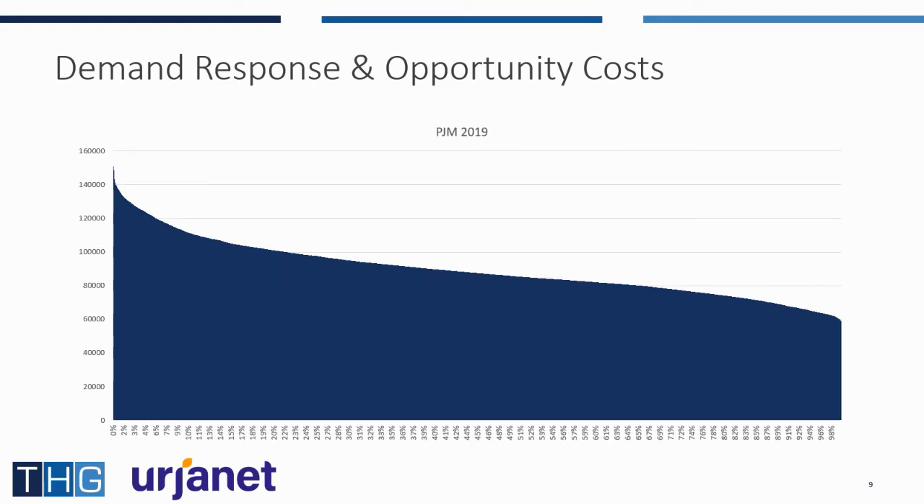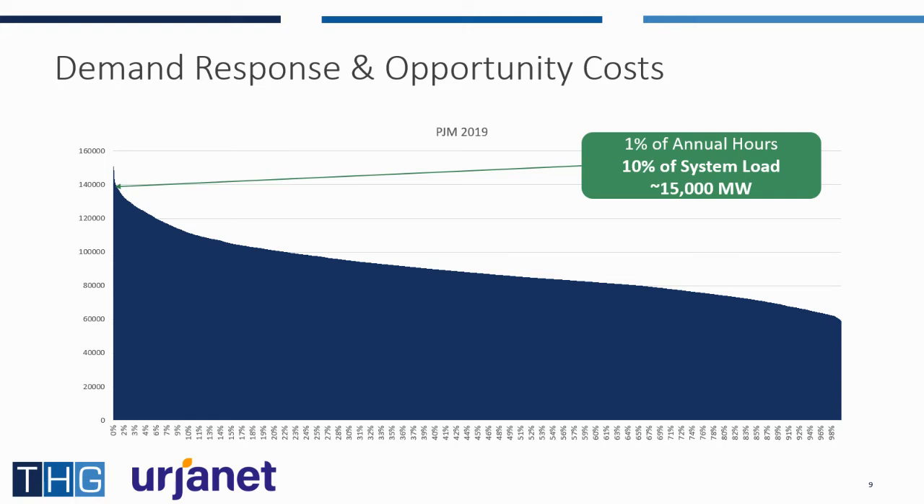In PJM, it's even more exaggerated. The top 1% of the hours represents 10% of the maximum system demand. You can see the importance of targeting specific operating hours of the year to change operational behavior. And in this case, shaving demand during the top 1% of the hours represents over 15,000 megawatts of additional capacity for the grid.